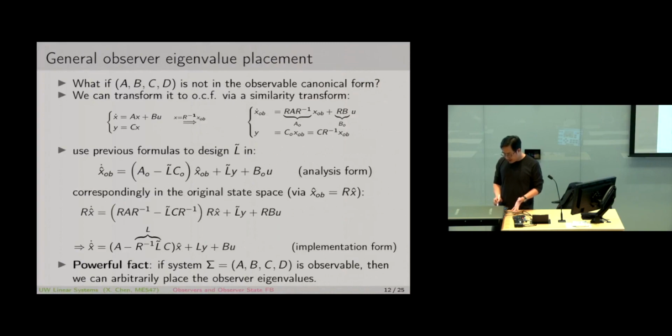And the powerful fact, again, is that if the system is in observable canonical form, we know that X tilde can place the eigenvalue of this matrix arbitrarily. Then, because a similarity transform doesn't change the eigenvalues, because R is invertible, the original state equation, if we design observers in this way, all the observer eigenvalues can be arbitrarily placed. That's a powerful fact. So Luenberger observers are very easy to design and implement, and very powerful as well.